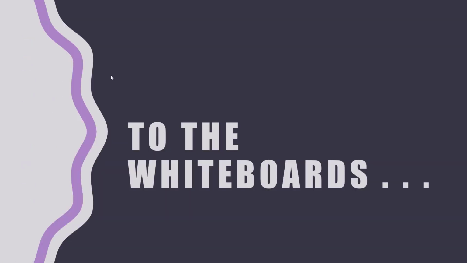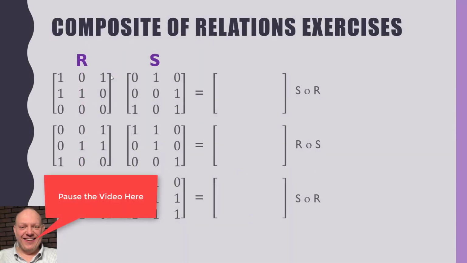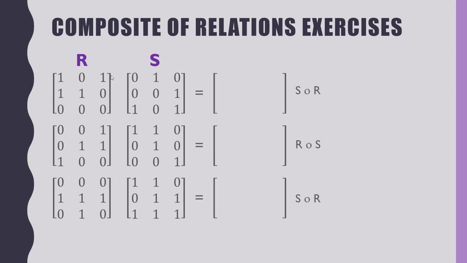To the whiteboards. All right, we've all had a chance to look at these and calculate them. Let's take a look. So the composite of S and R for the first two matrices there at the top, remember it's just the Boolean product of what? R and S, yeah, very good, right? And then the second one will be the Boolean product of S and R, and then the last one again is Boolean product of R and S. We good on that idea?